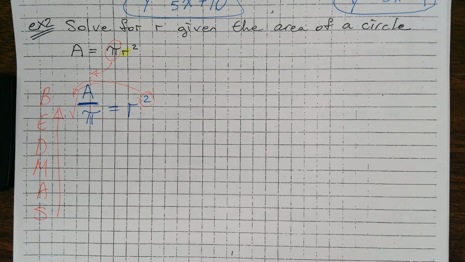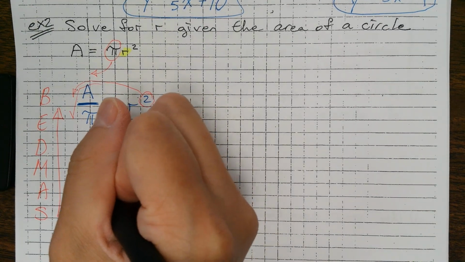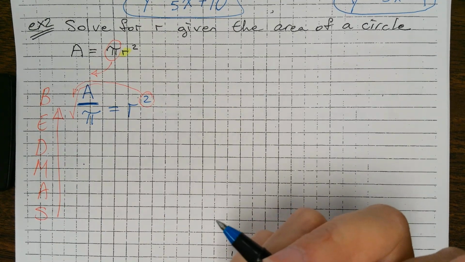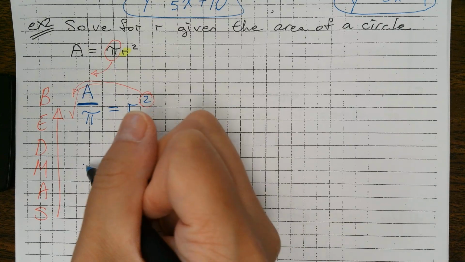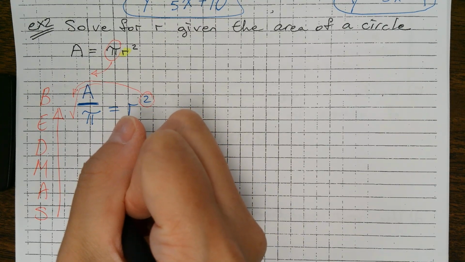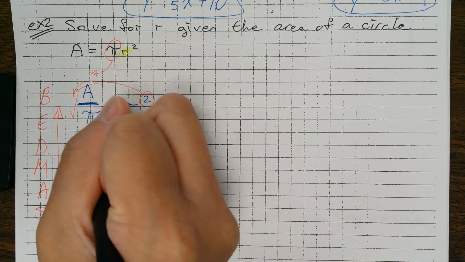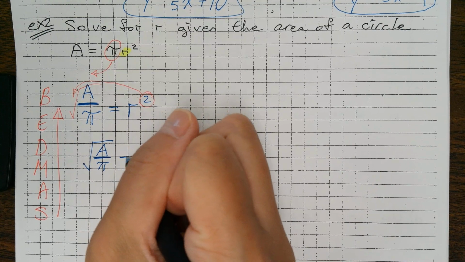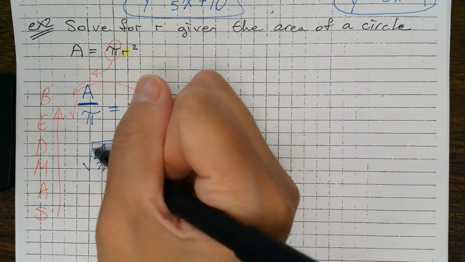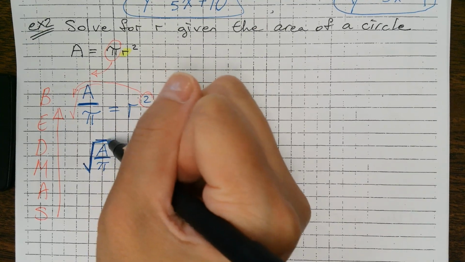So what's my final answer? How do I write out my final answer? Antonia? So it's going to be square root of A over pi, yep. Equals r. Yeah, that's it. Okay, it looks very weird, but that is the right answer.